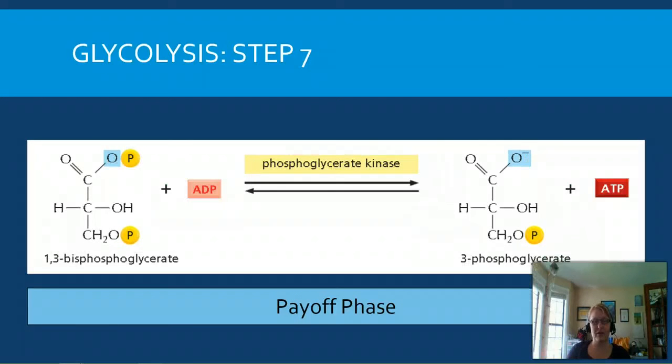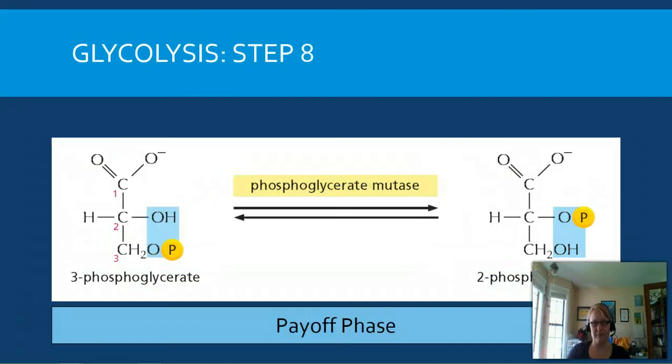So then we see here in step 7 that there's a transfer of the phosphate group between 1,3-bisphosphoglycerate to ADP, and this is going to create our first ATP coming out of the system. So this is the first place where you see that high energy phosphate is going to come off and make ATP. And remember, anytime we're generating this ATP, it's through substrate level phosphorylation.